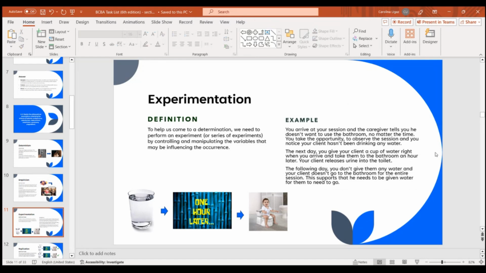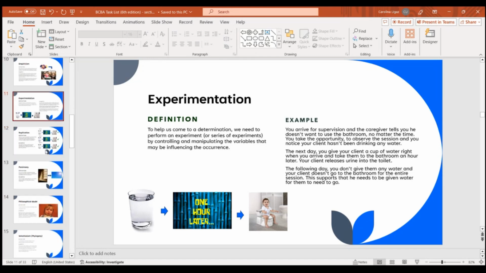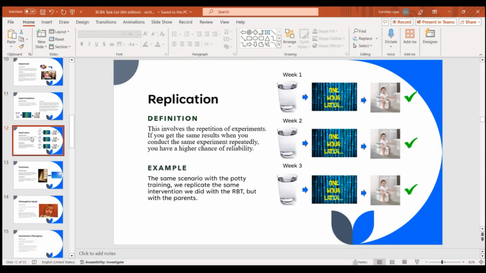Are you the BCBA or the RBT? Yes, BCBA. Okay, water, 1 hour later, P. Very good. The replication going based off of the last example.